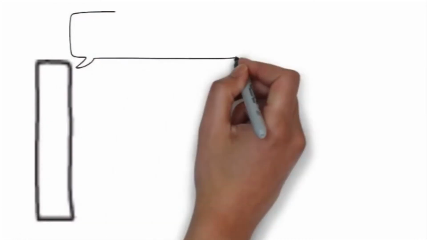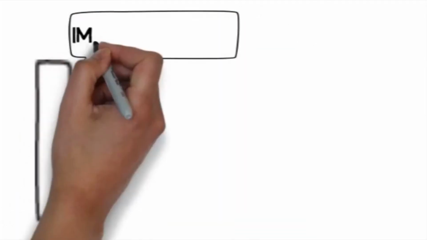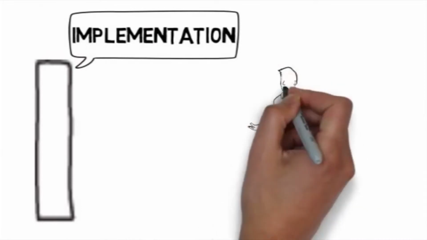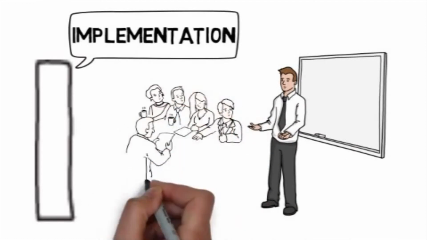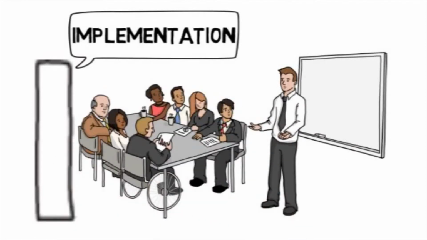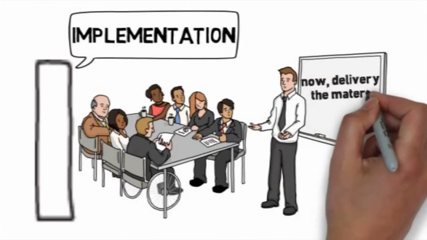Fourth phase is implementation phase. This phase is about transforming our plan into action. In order to go through this phase, we have to consider three major steps, which are training the instructors, preparing the learners, and organizing the learning environment.